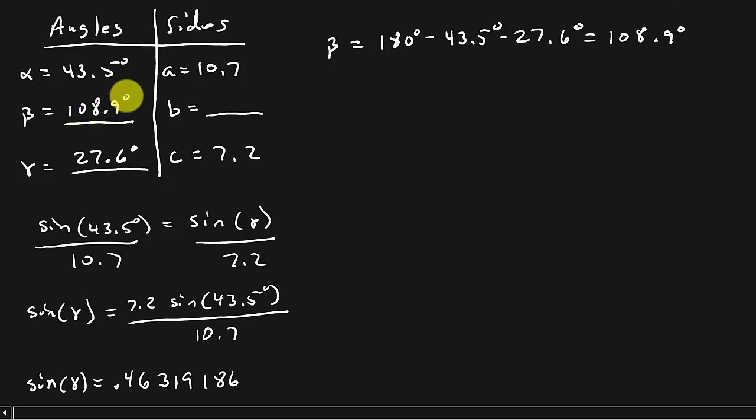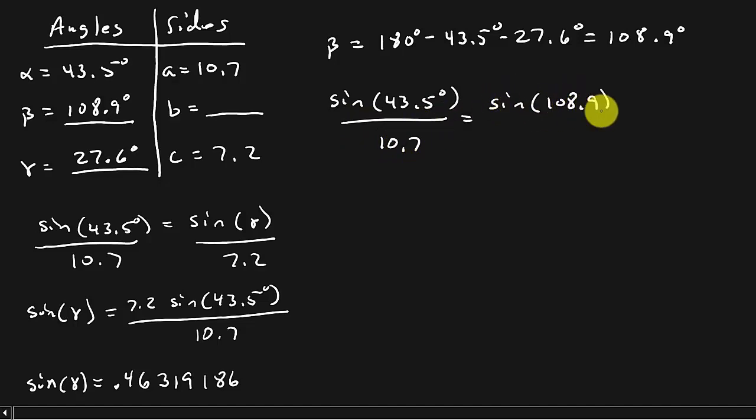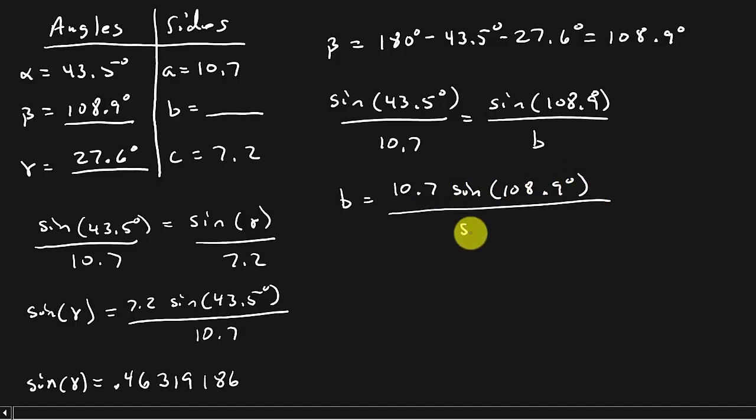Now let's find side B. Obviously I'm going to use the given information, alpha and A. So I've got sine 43.5 over 10.7 equals the sine of 108.9 over B. And so B is 10.7 times the sine of 108.9 over the sine of 43.5. That's going to give me side B is 14.7.